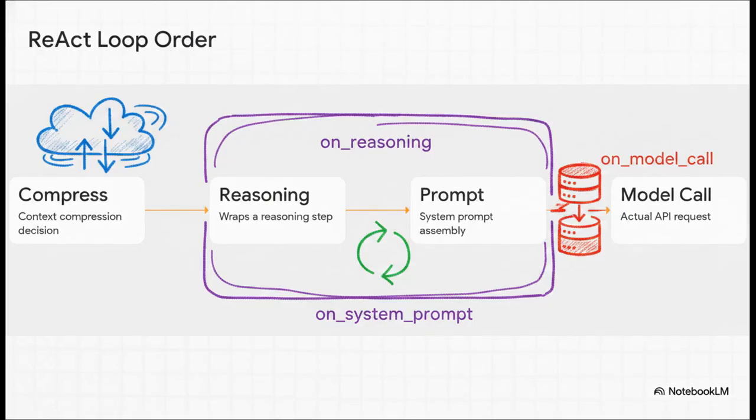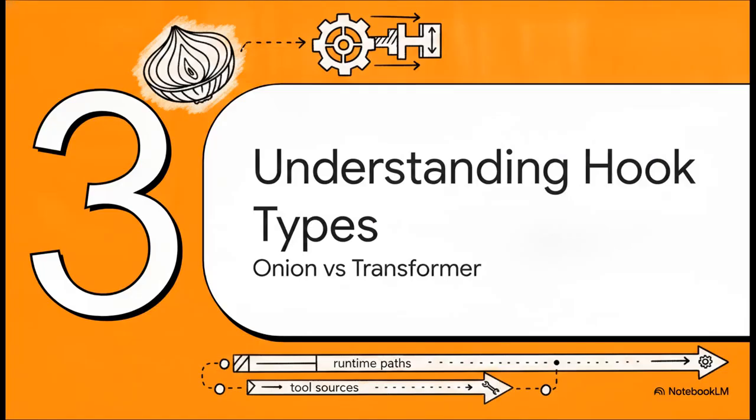To make this perfectly clear, let's visualize the actual execution order during a ReAct loop. Step 1, onCompressContext happens right at the top of the round. Step 2, the onReasoning hook wraps the core reasoning process, but, and here's the critical part, embedded inside that reasoning step is step 3, onSystemPrompt, which fires right as the system prompt is actively being assembled. Finally, step 4, onModelCall fires off the actual API request. Seeing how these hooks nest within the agent lifecycle is absolutely key to knowing exactly where you need to inject your custom logic.